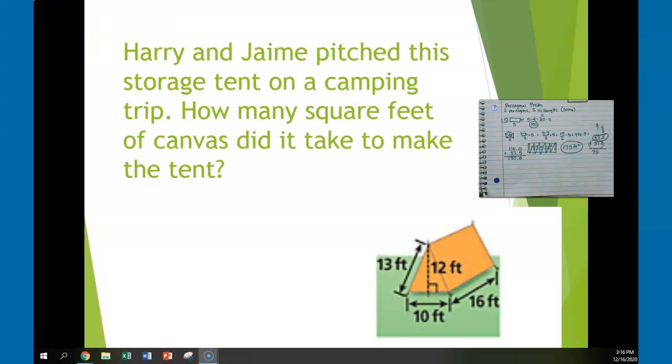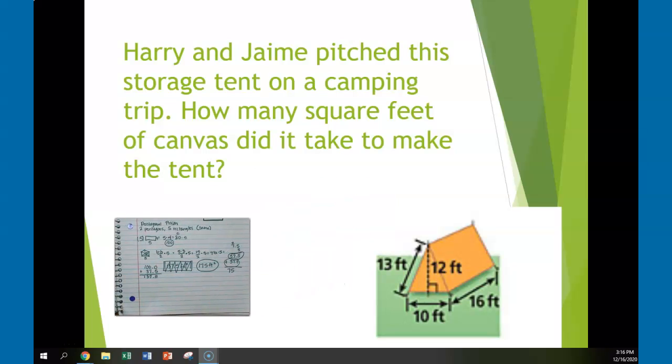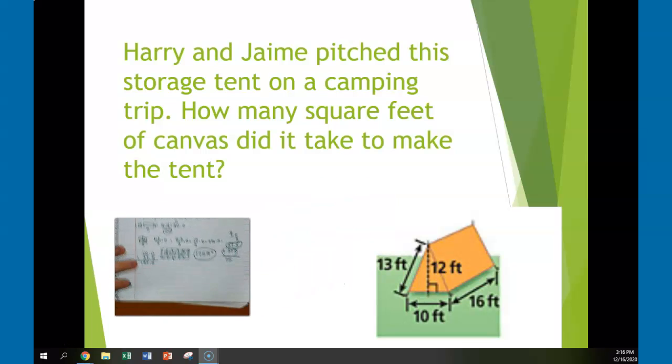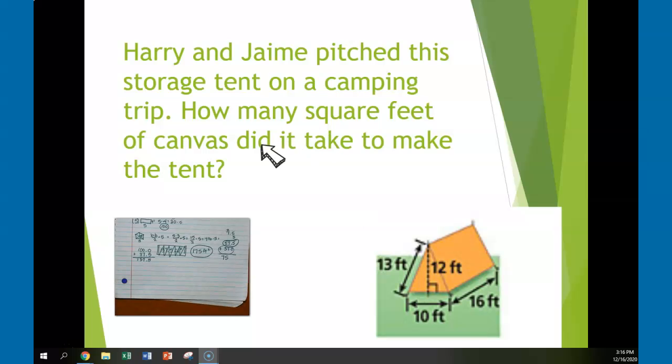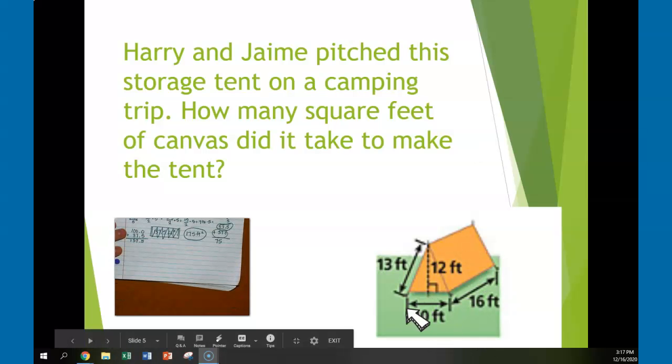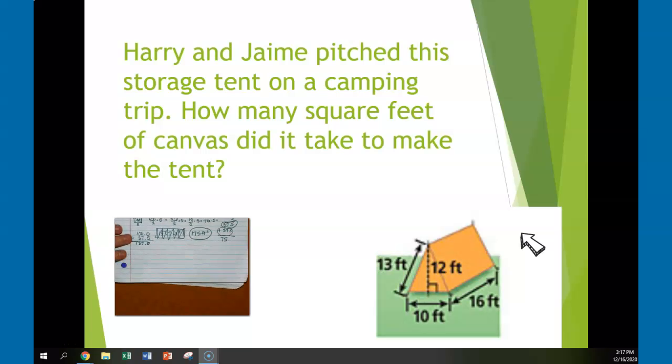Alright, so we've got a word problem. Harry and Jamie pitched this storage tent on a camping trip. How many square feet of canvas did it take to make the tent? We're going to say that the tent had a bottom to it as well, just so you know. Looking at this shape, it's going to be a triangular prism. So knowing that, it's going to have 2 triangles and 3 rectangles.